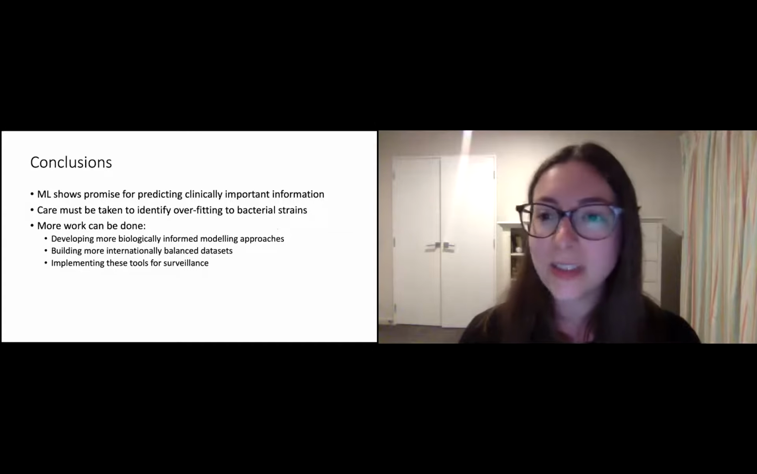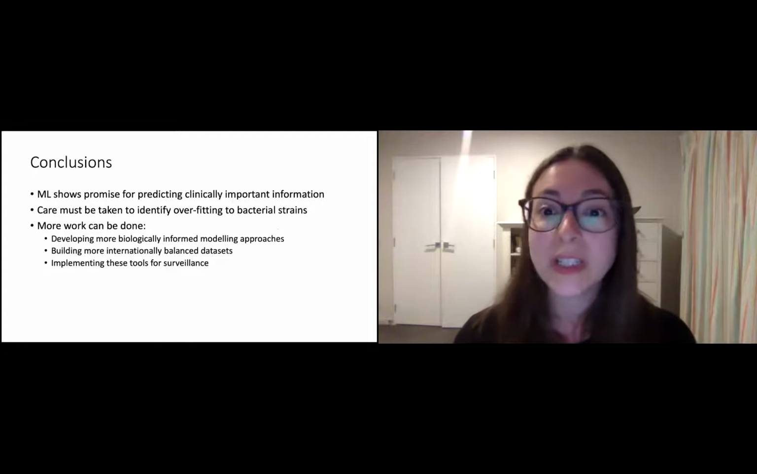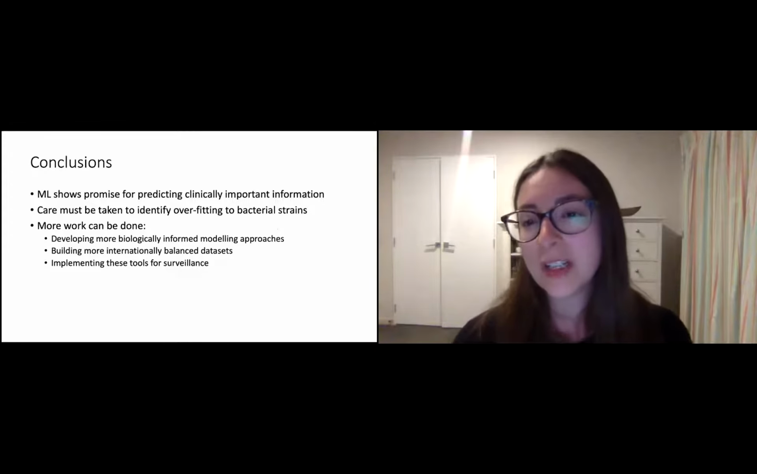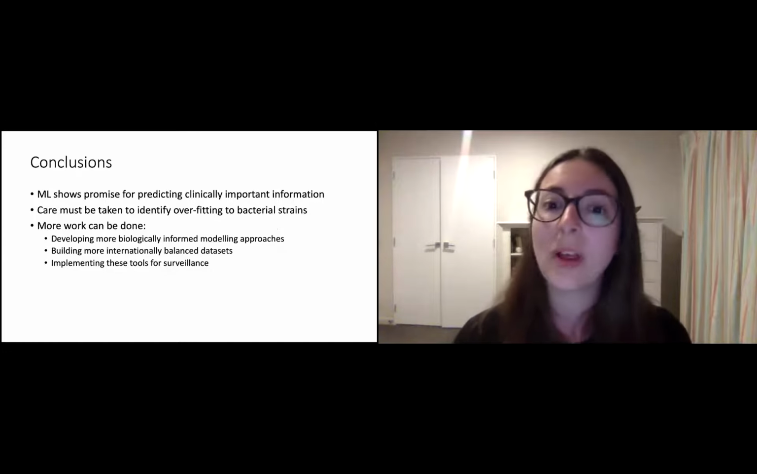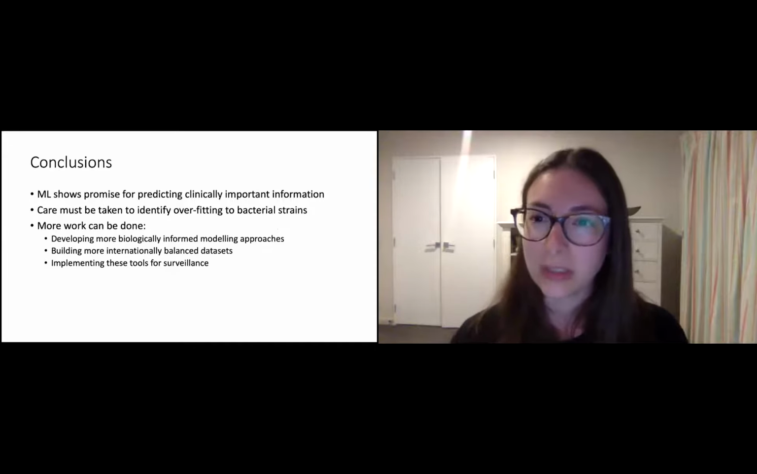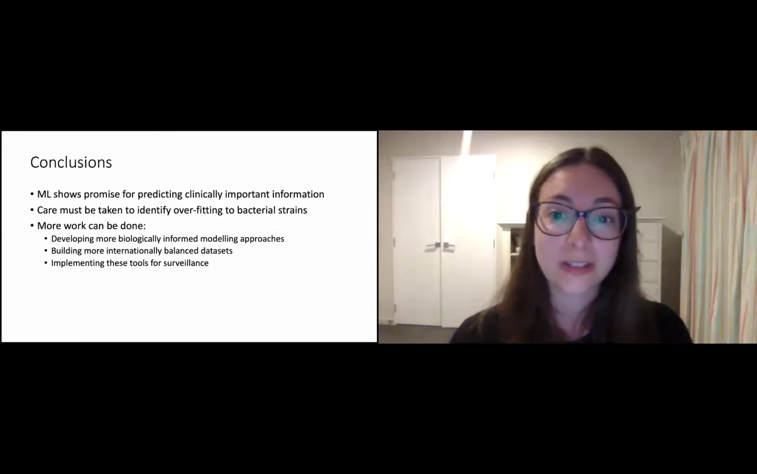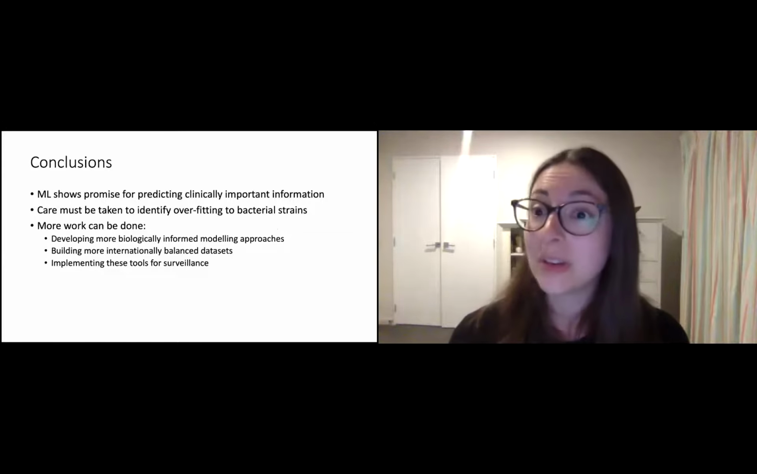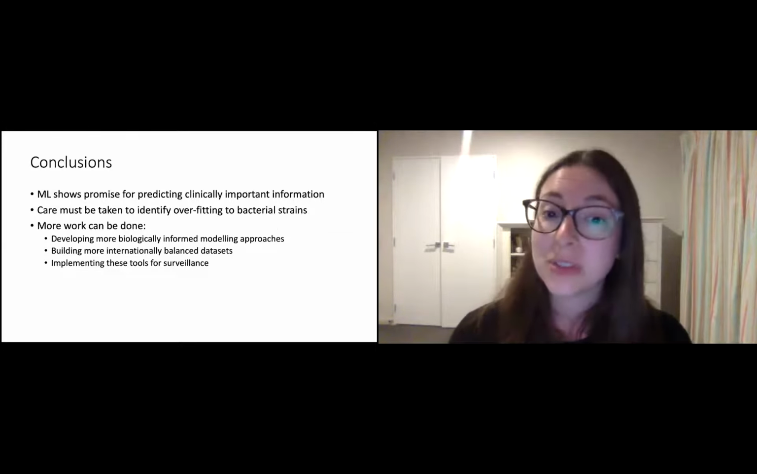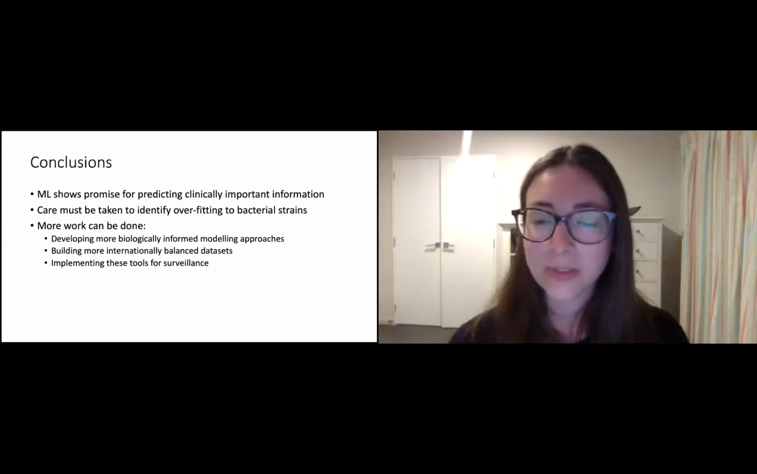So to summarize, I think machine learning does show a lot of promise in bacterial genomics for predicting clinically important information. But we do have to be very careful about what these algorithms are learning and whether they perform well on new strains that they have never seen before, or if it seems like they're really only recognizing things that they've seen in the past. There's a lot more work that can be done in this area, particularly around including more biological knowledge in our modeling approaches and building more internationally balanced data sets, and also looking at implementing these tools for surveillance.